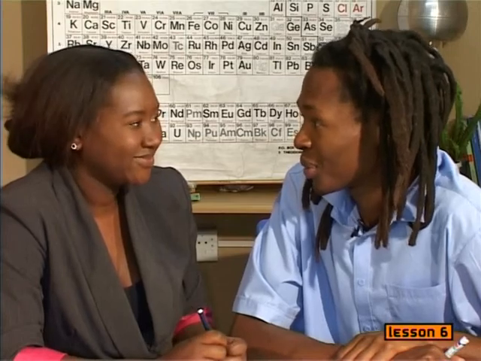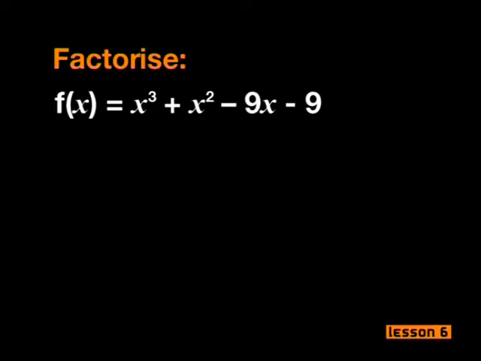Can I try one on my own? Sure, here's one for you. Factorize x cubed plus x squared minus 9x minus 9. I think I can do that.